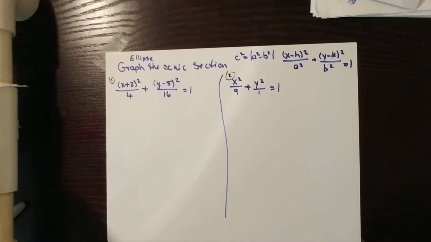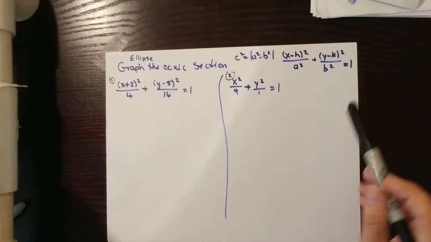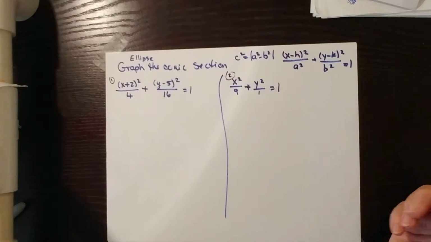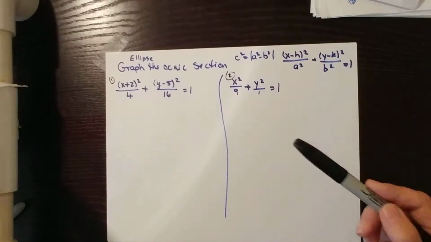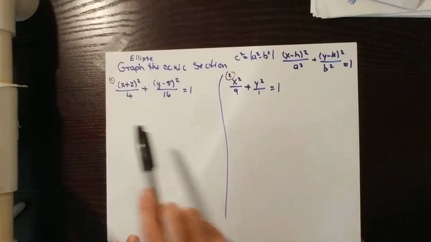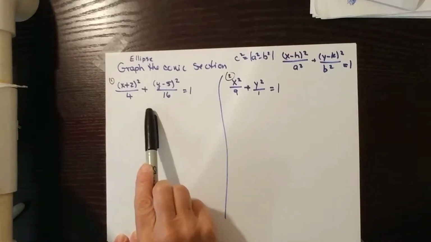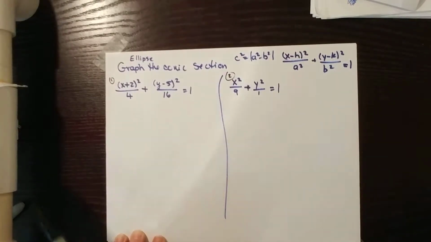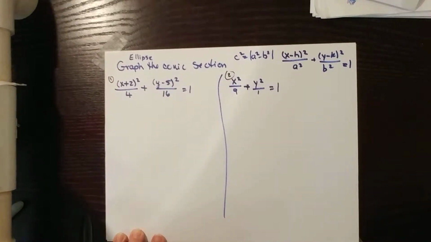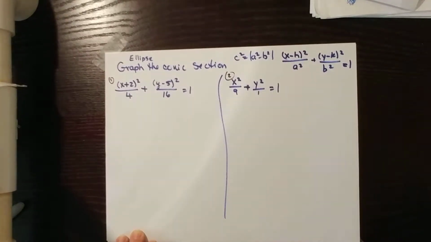And the formula for finding the value of c, which is the distance from the center to the foci in this case, is the absolute value of a squared minus b squared. Or you can just think bigger minus smaller. These numbers down here are the a squared and the b squared. You could just say bigger minus smaller, in this case 16 minus 4, or in that case 9 minus 1. That's how you find the value of c.